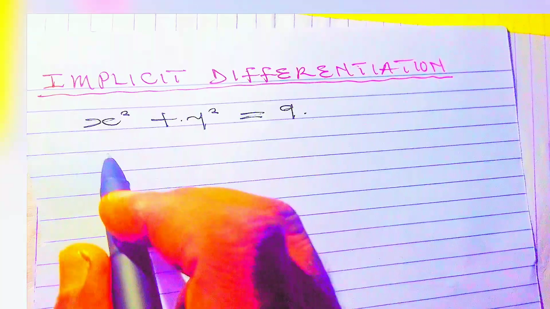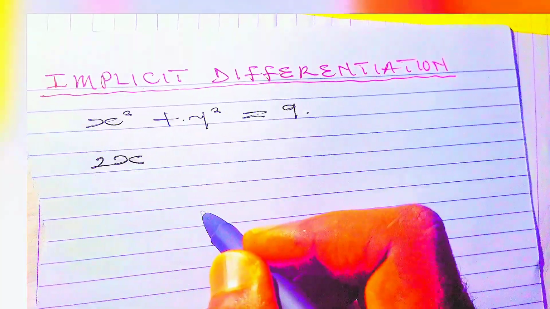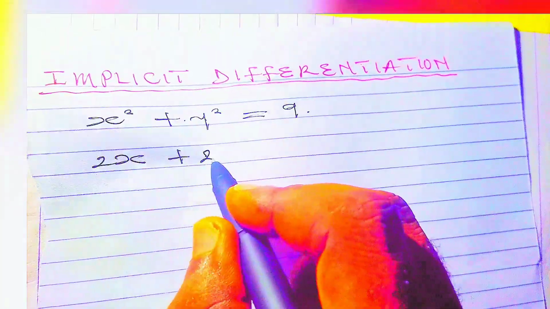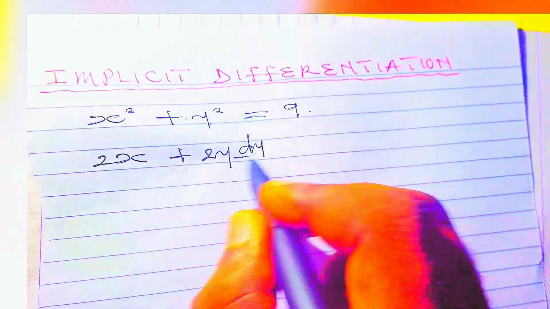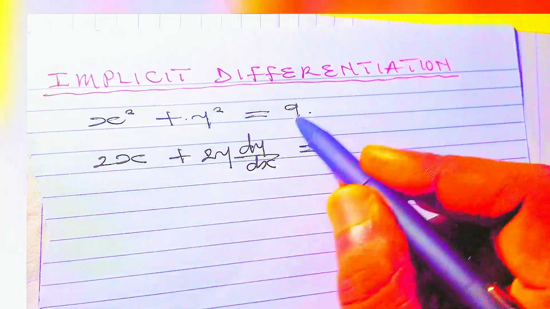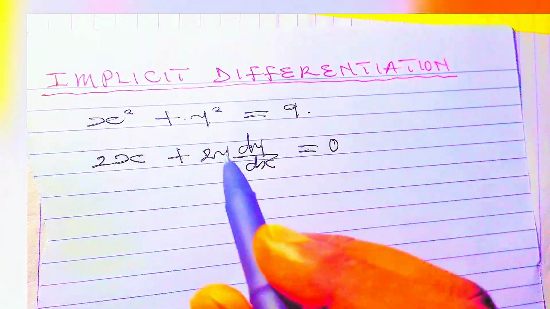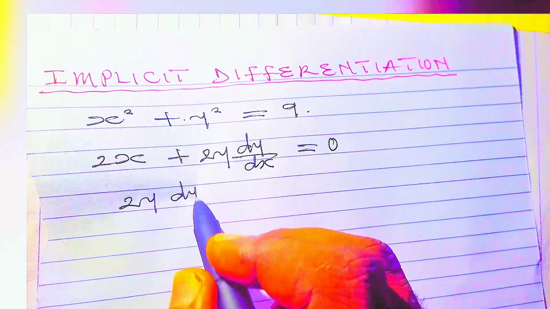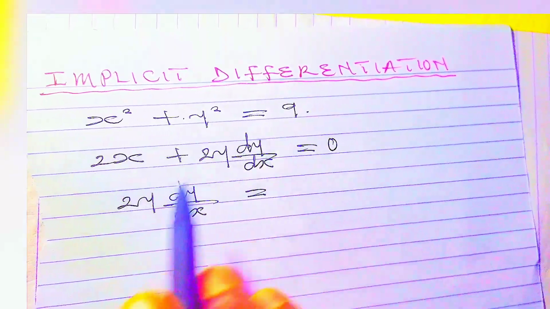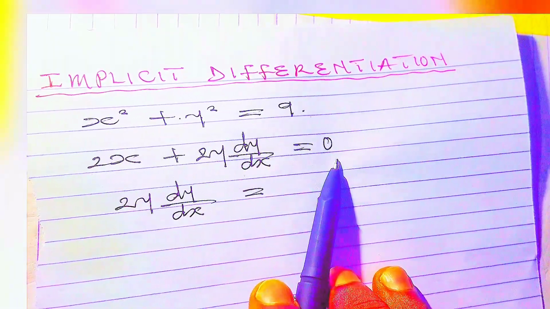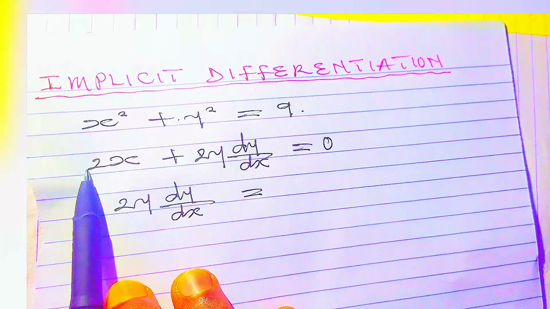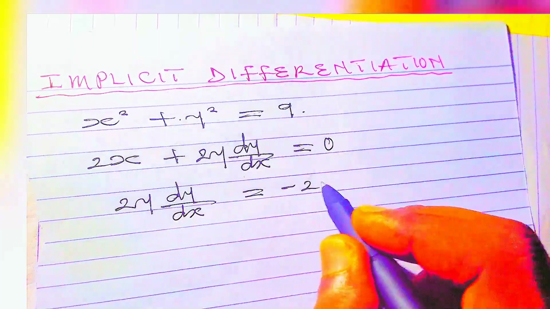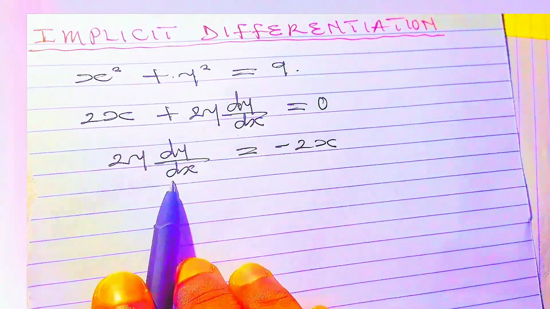The derivative of x squared is 2x. And the derivative of y squared is 2y, but this one carries the dy/dx, equal to, we differentiate the constant, which is 0. And then this becomes 2y dy/dx equal to, we move 2x to the other side of the equality sign. Of course, it is plus 2x here. It changes to negative 2x on the other side of the equality sign. And then we make this the subject.